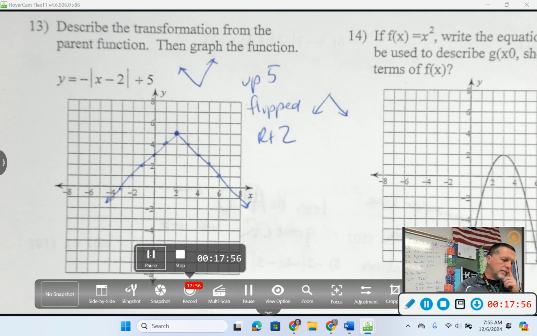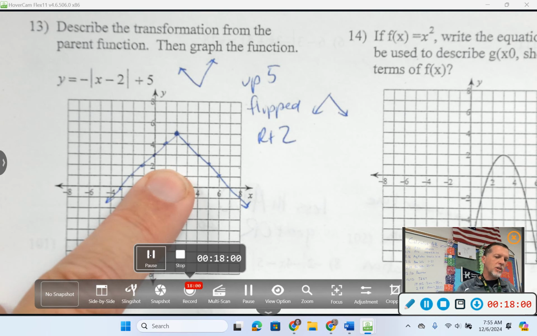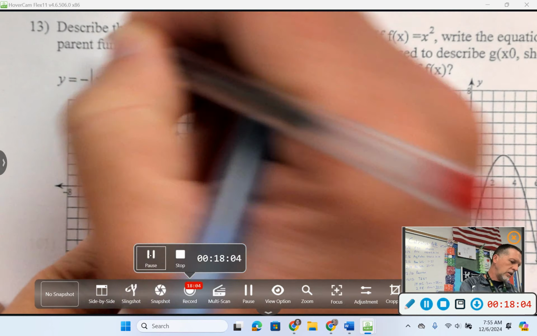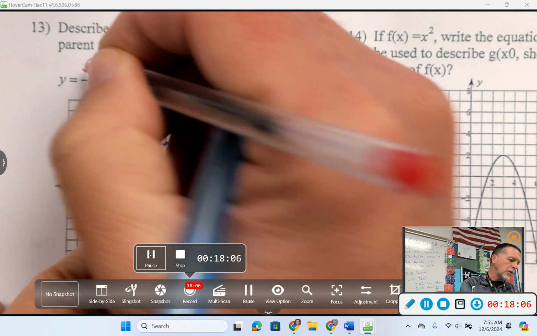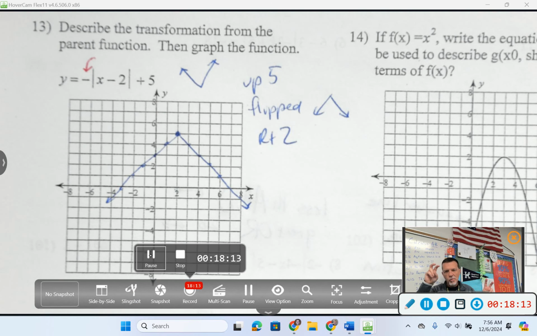It's always 1, 1. What would make it not 1, 1? I feel like the parent function is 1, 1. The parent function is 1, 1. That's right. If there was a multiplier out front that made the stretch, then you'd multiply the y values and you'd have a different slope.